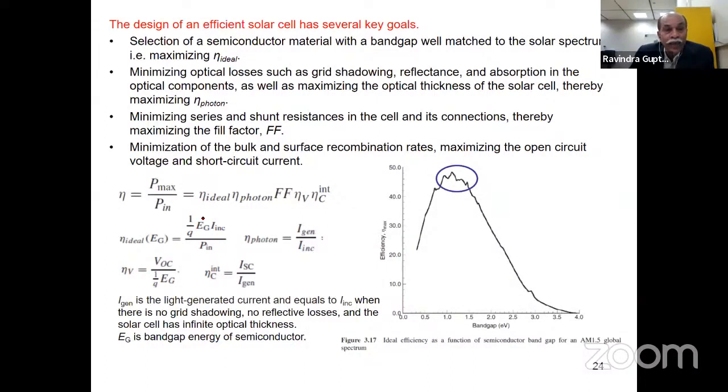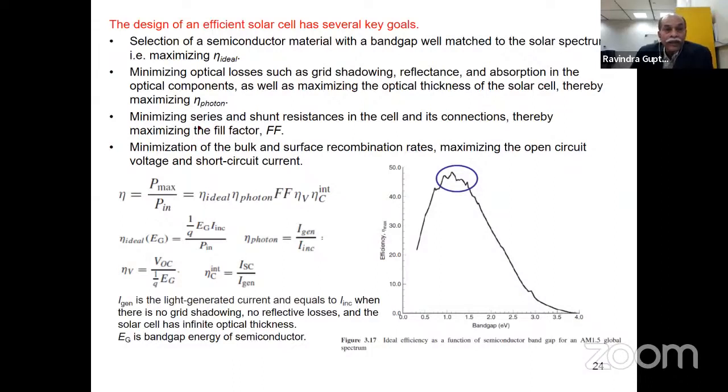Here you can see, the band gap of the semiconductor material should be matched with the solar spectrum. It should be around 1 electron volt to 2 electron volt. This is the condition. Optical losses should be as low as possible, very, very low. So there should be no grid shadowing, no reflectance, no absorbance, and we should maximize the optical thickness of the solar cell.